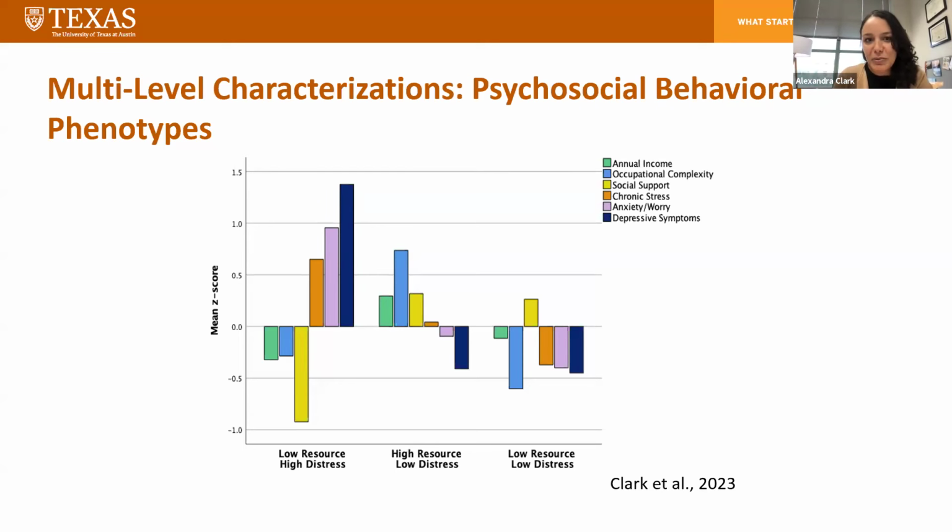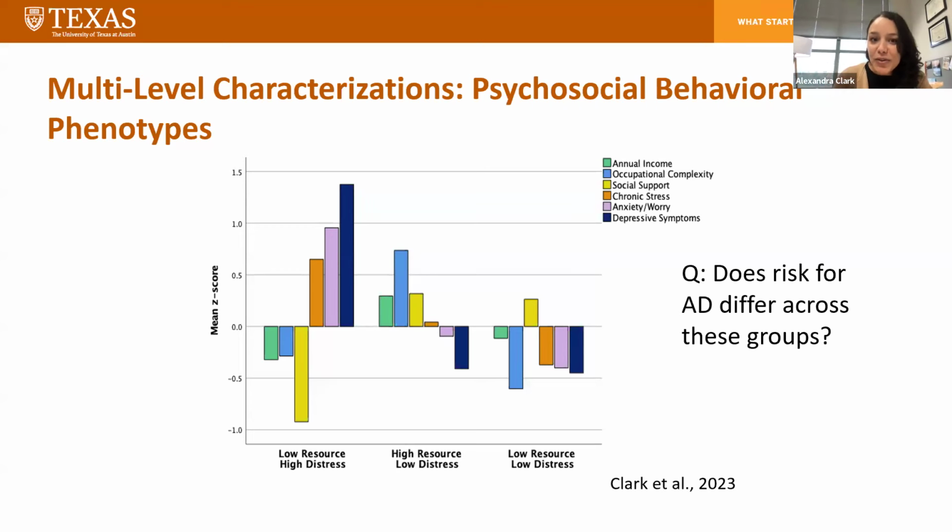And one of the things we've been really interested in is now that we've characterized that there are groups of people with varied experiences in this data set, well, what does that mean? Next slide, please. Is this something that's important for us to take into account when it comes to understanding Alzheimer's disease risk? Is Alzheimer's disease risk the same across all these distinct groups of people that we've identified?